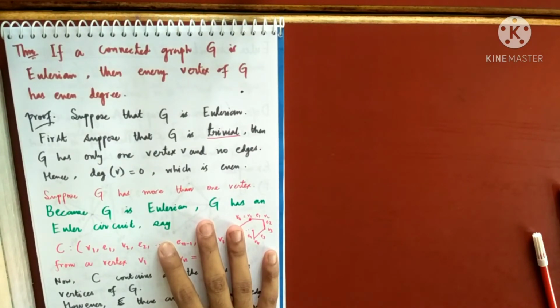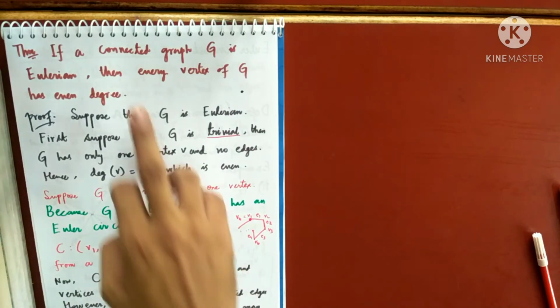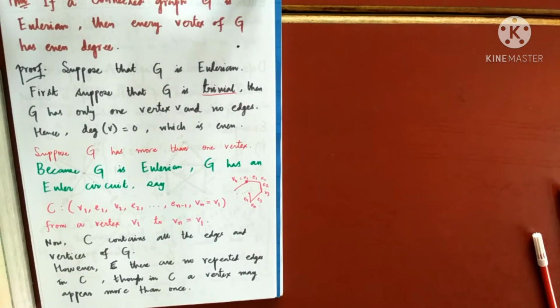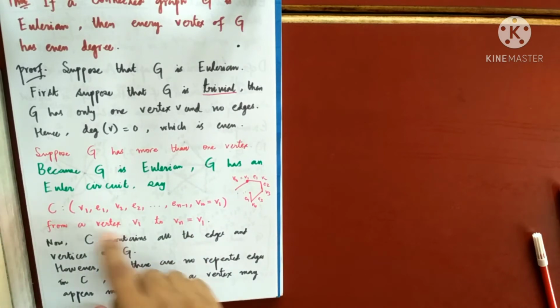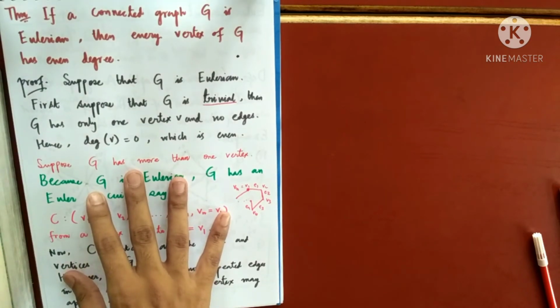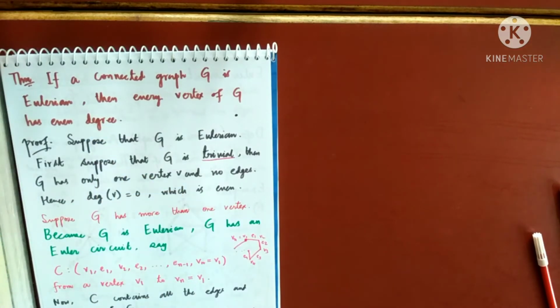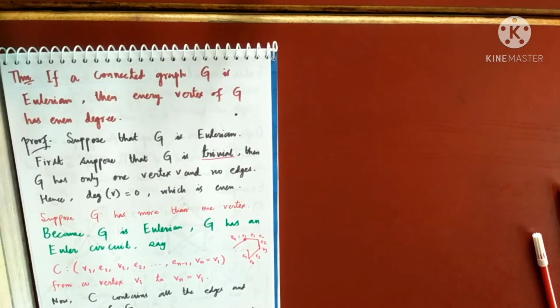Understand the idea of the proof. I am assuming that the graph is Eulerian. So I have assumed that my graph is Eulerian. If it is Eulerian, there will be some Euler circuit. This C is the Euler circuit, and we know this fact about C. Now what we have to prove? Every vertex of G has even degree. So what I will do? I will pick up any arbitrary vertex of G. You pick up any arbitrary vertex of G, I will prove that that vertex has even degree.